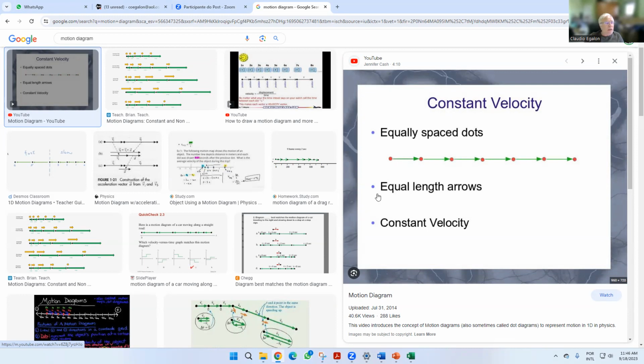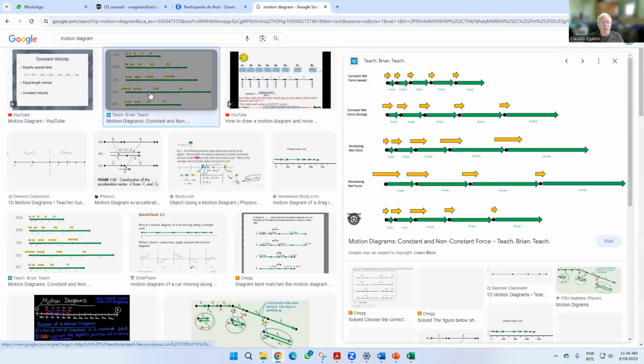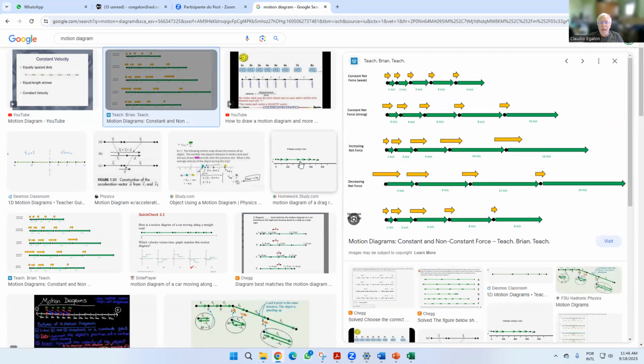So that's what a motion diagram looks like. The particles are evenly spaced whenever the particle is moving with constant velocity. But if it's not constant velocity, if it's accelerated motion, the distances keep on increasing little by little. I have my own motion diagram that I did in Excel. Okay, so here you go. I'm going to copy and paste here for you to see.